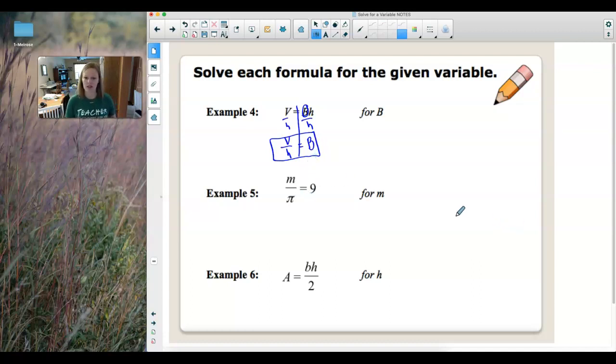Here we're going to solve for M. I'm going to draw my line down the middle, circle the M, that's what we want to get by itself. Now this says M divided by pi equals 9. I want to get rid of this dividing by pi. That means I need to multiply both sides by pi. So we have M equals 9 times pi.